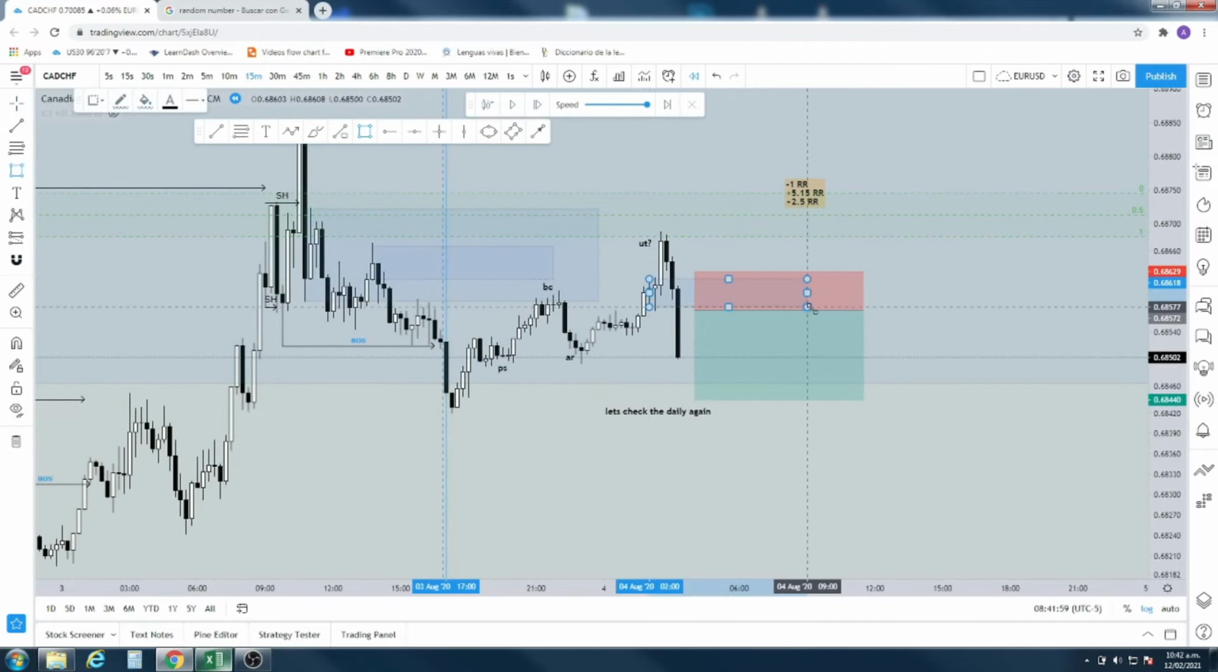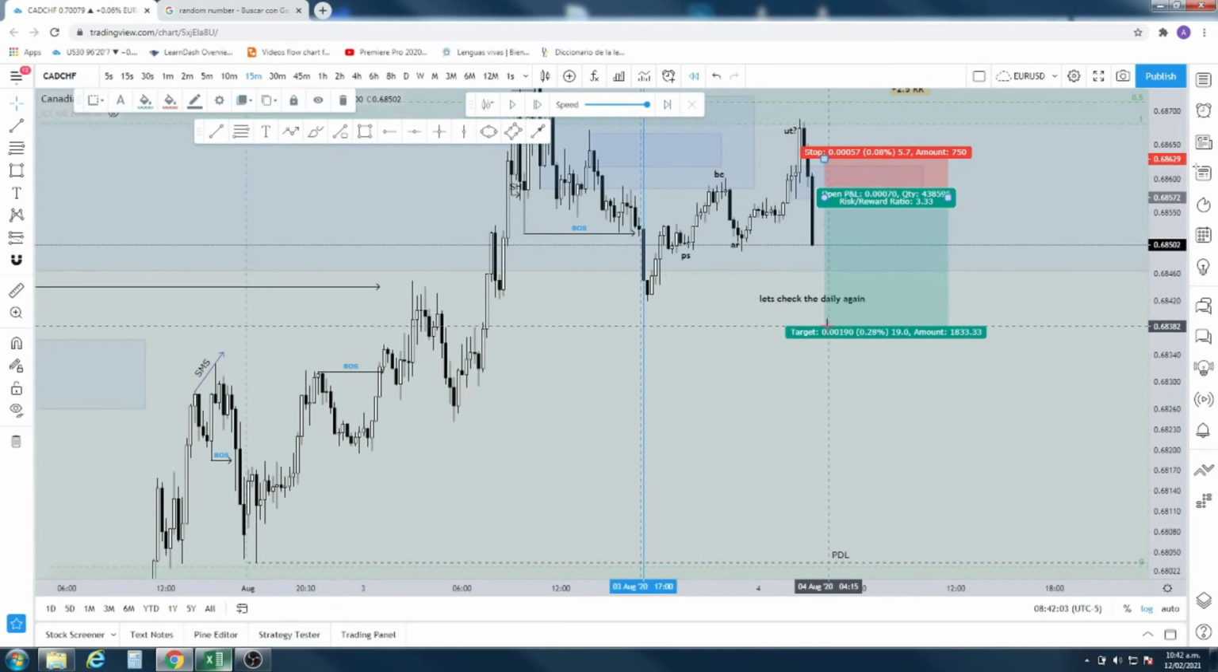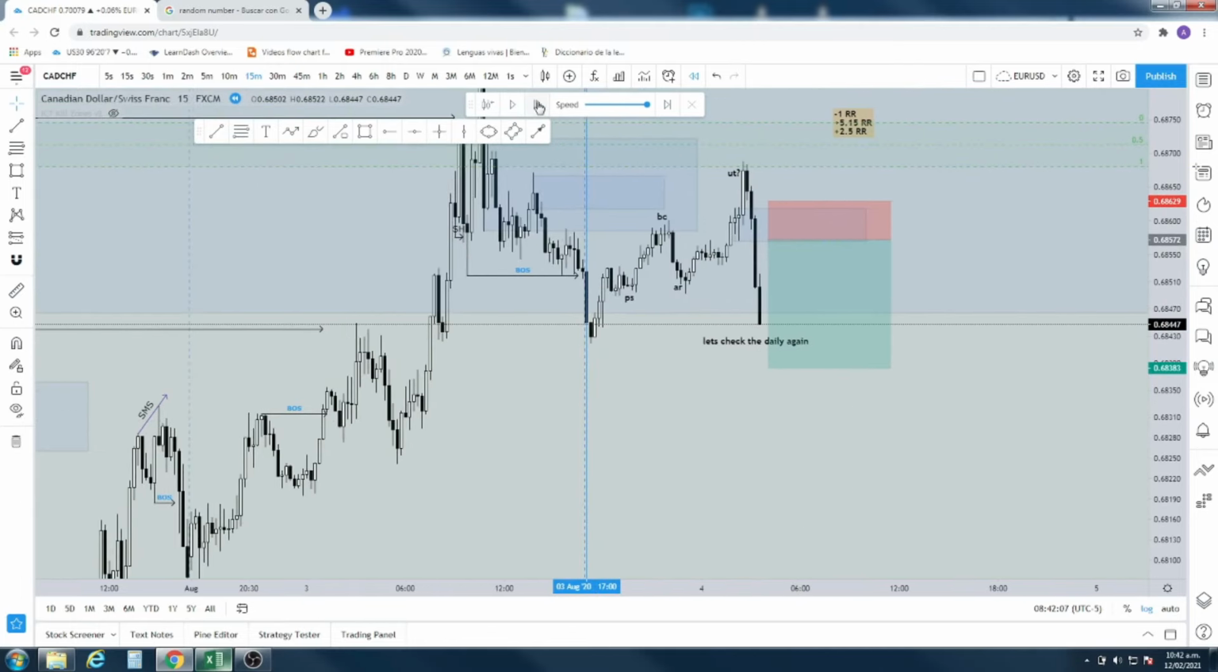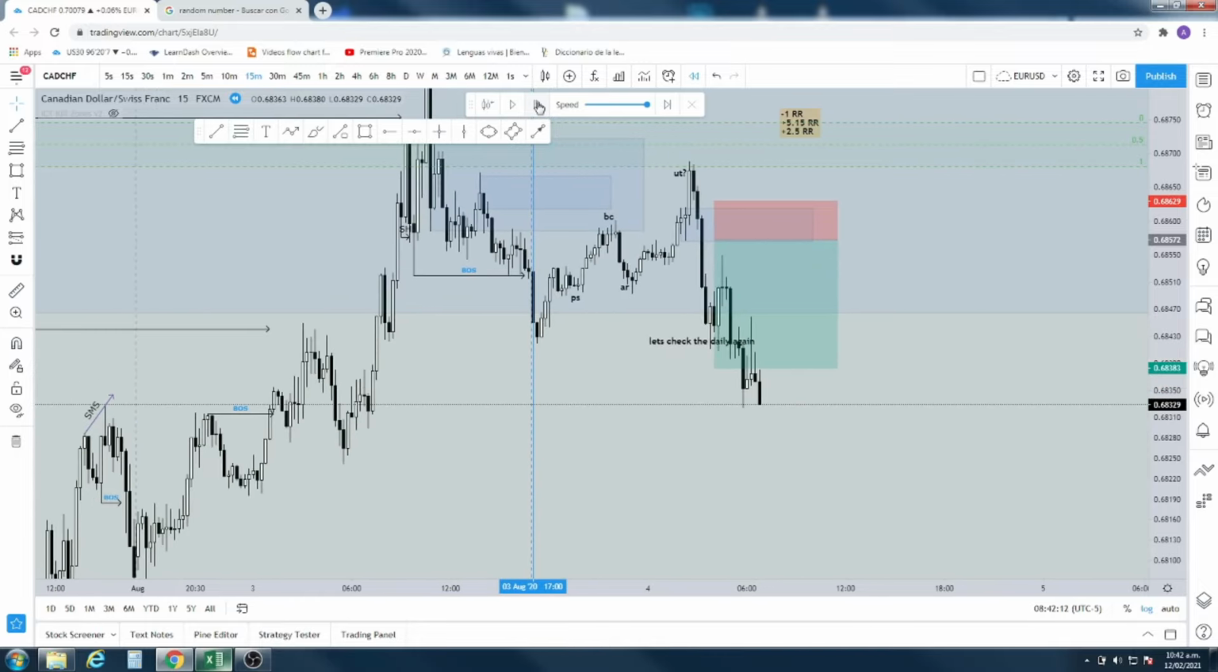Unfortunately, this short ended up missing the entry just by a little bit and price continued falling down. The good thing about this is that the bias or the direction was perfect, but of course the execution on lower time frames is sometimes very necessary.